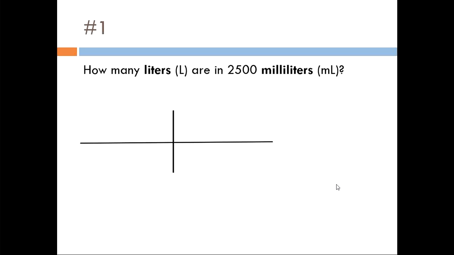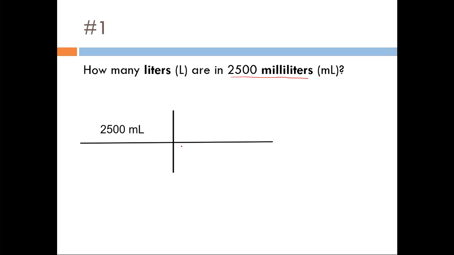Now, this right here, what you see is the fence. So it's just a line down and a line across. We start in the top left corner of the fence, and we start with our given number. So what is our given number? It is 2,500 milliliters. So I write 2,500 milliliters in the top left corner.